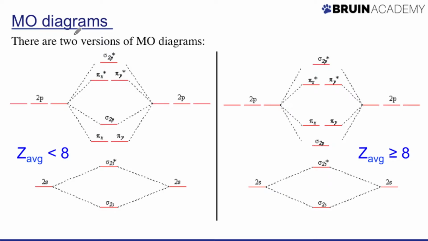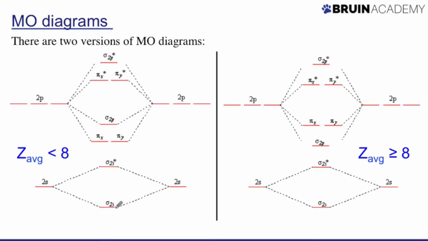Okay, so you've probably seen this before. It's in your course reader. There are two versions of MO diagrams, depending on what your atomic number is, or your Z. If your Z is less than 8, you're going to use the left MO diagram. And so you should memorize this arrangement. Whenever you draw an MO diagram, you should start with this. So start with your atomic orbitals, which is on the left and the right, with the 2s and then the 2p. The 2s combine to form a sigma bond and an anti-sigma bond.